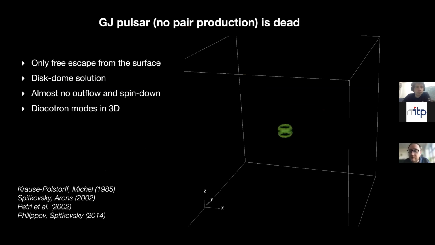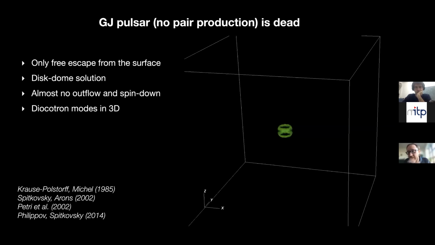I'll just show a few results which come out from these models. Basically, the first model was originally postulated by Goldreich and Julian back in the 70s. At that time they didn't understand that pair production has to operate. They just relied on particles from the surface of a neutron star. Yet the cartoon picture that they drew was more or less correct.